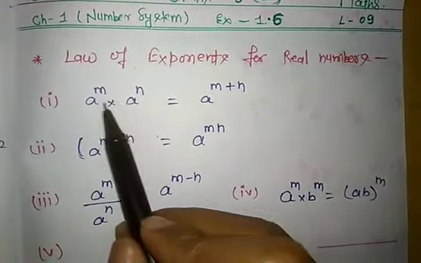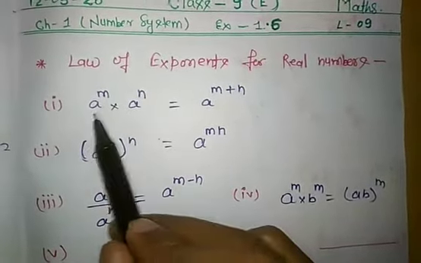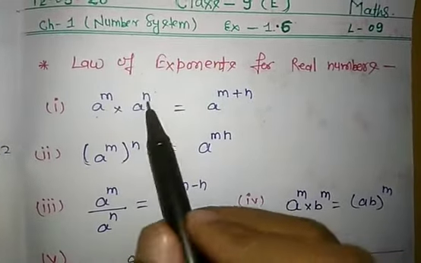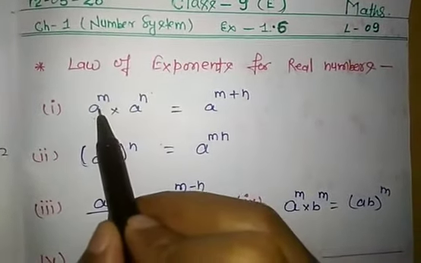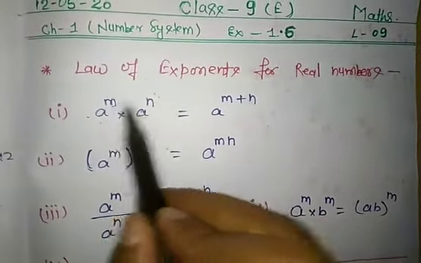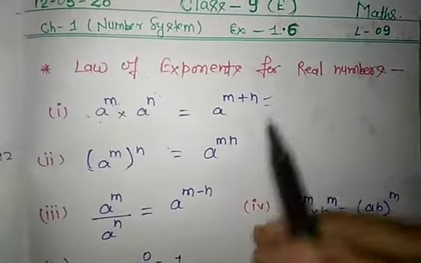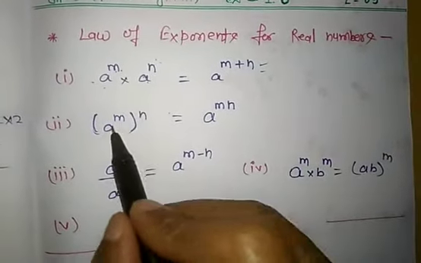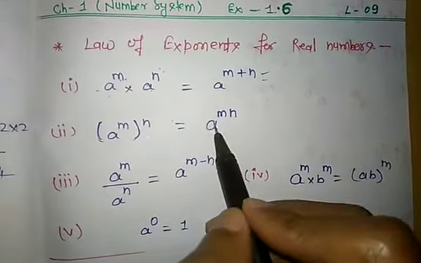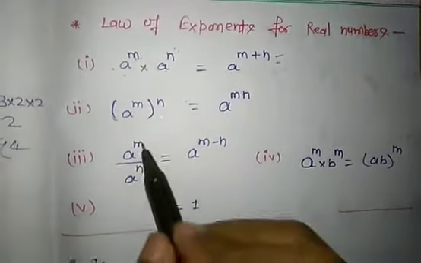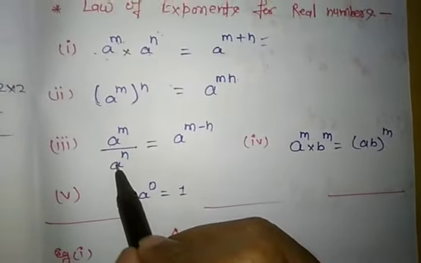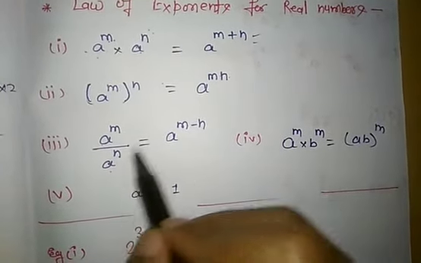First law of exponent: if the bases are same, then their exponents will be added. For example, a power m into a power n, their base is same, then their exponent will be added. Similarly, a power m whole power n is a power m into n. If a power m is divided by a power n, their base is same, so their exponents will be subtracted.